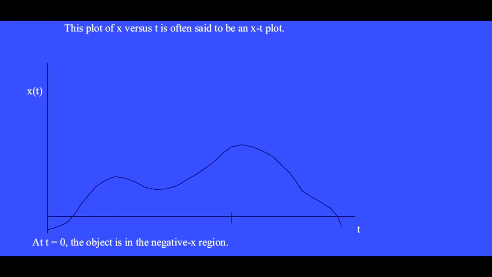This is a plot of position X versus time T. Here is T equals 0. At T equals 0, the initial X value, X sub 0, is negative. Here the object is moving away from the origin.